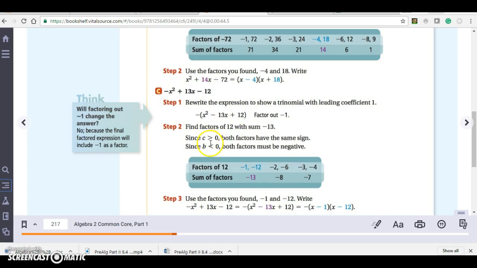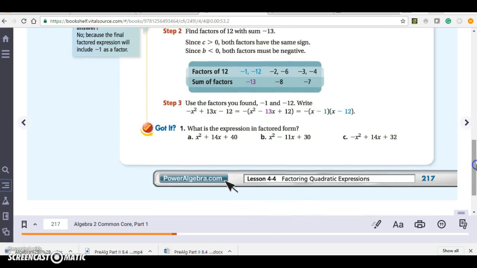And since c is greater than 0, the factors have to be the same sign. And since b is less than 0, the factors must be negative. So I can do negative 1 and negative 12. When I add those, I get negative 13. So I can stop there. And I get x minus 1 and x minus 12. And I just bring the negative out there. All right. So let's do it on our own.